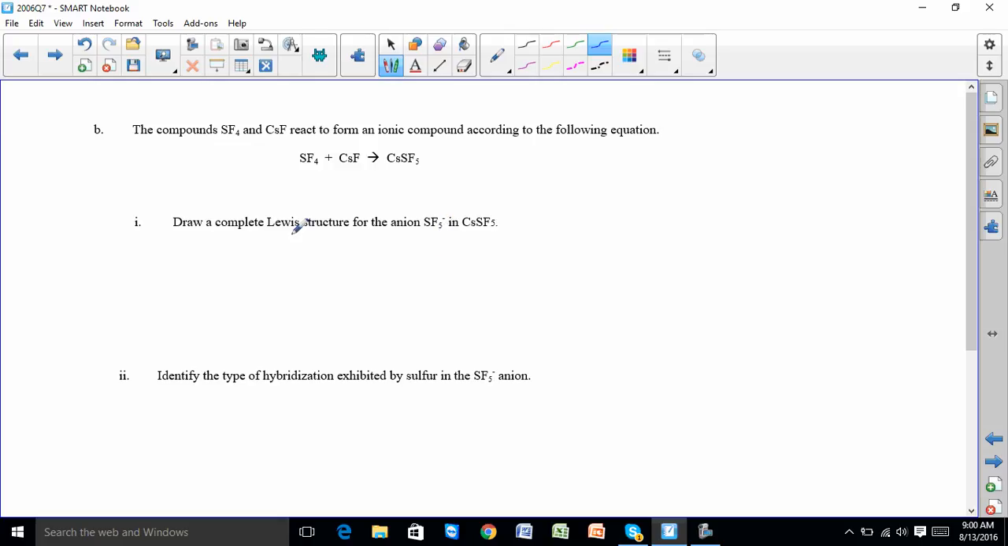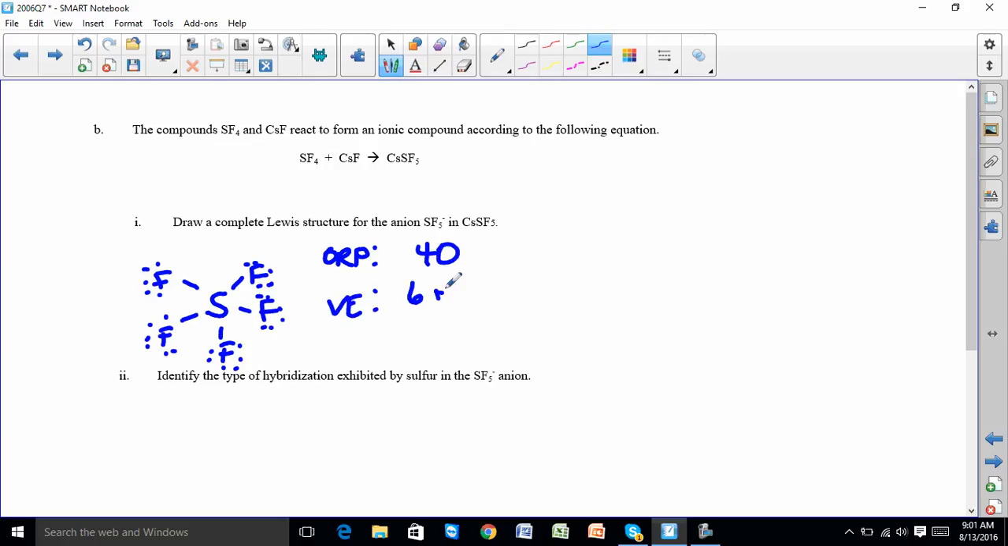Draw the Lewis structure for SF5 minus. The first thing I would do, give myself some room. Here's the S. Here's F1, F2, F3, F4, F5, and then we do the dots. And if I do ORP, I get 6 times 5 is 30, 32, 34, 36, 38, 40. And when I do VE, I get 6 plus 7 plus 7 plus 7 plus 7 plus 7 plus 1 because of this charge. And then 35, and 35 and 6 is 41 plus 1 is 42.